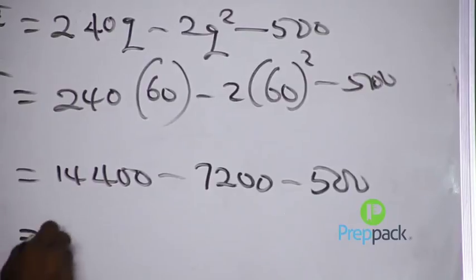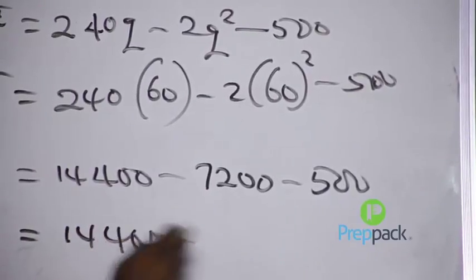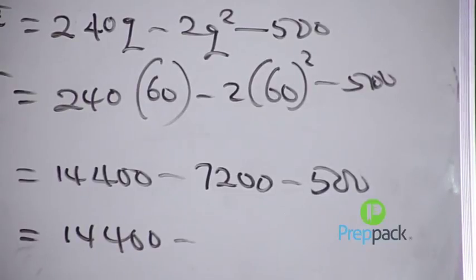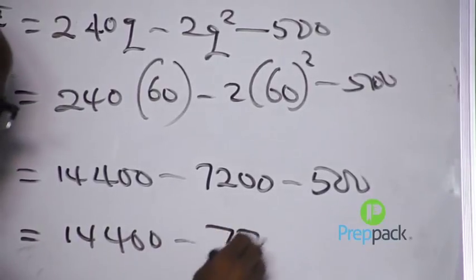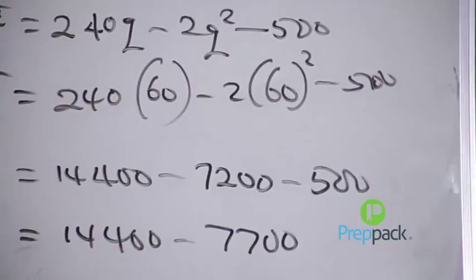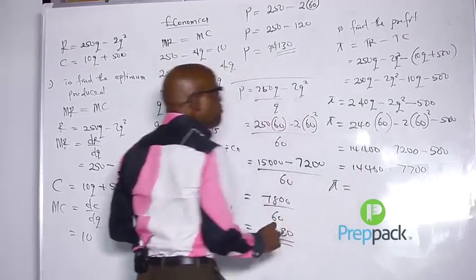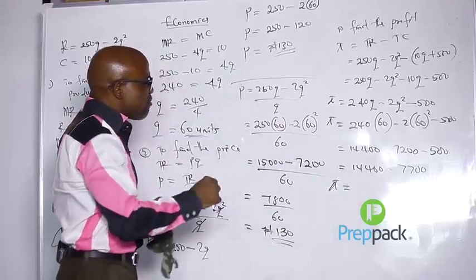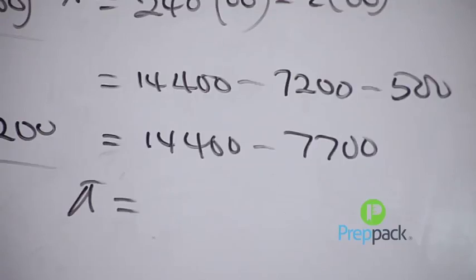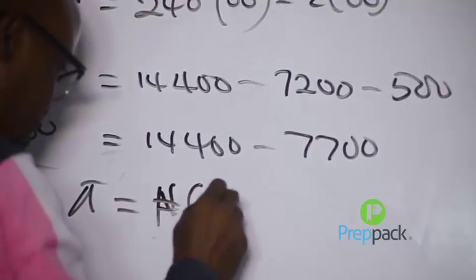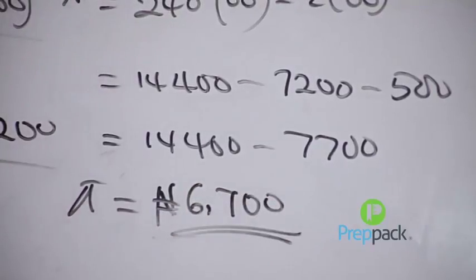Therefore, my profit equals 14,400 minus 7,200 minus 500, which gives me 7,700. Is that right? Good. Therefore, my profit is now what? 14,400 minus 7,700. That gives us 6,700. That's the profit now.